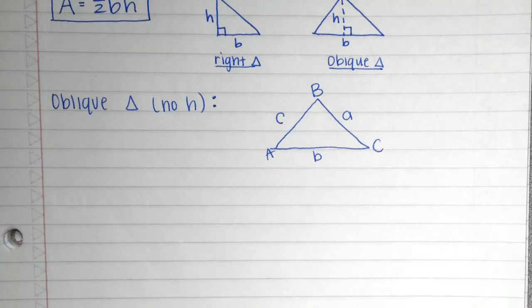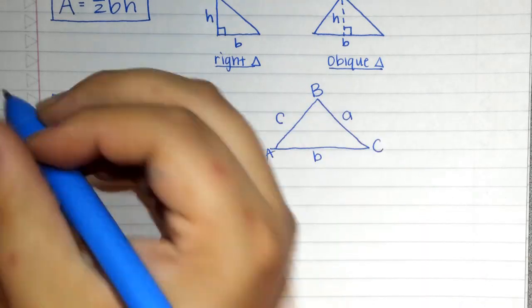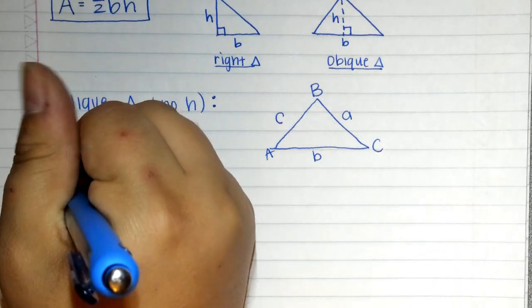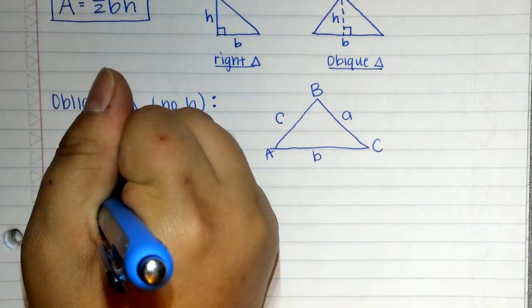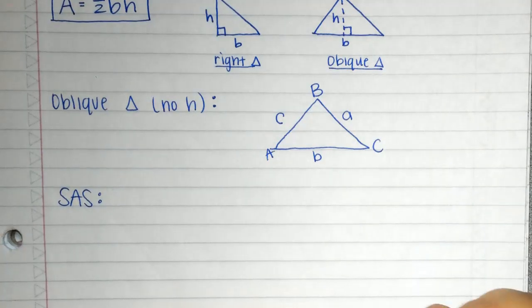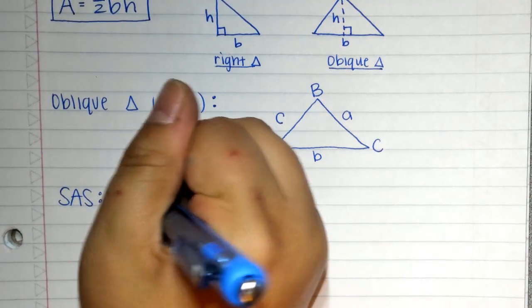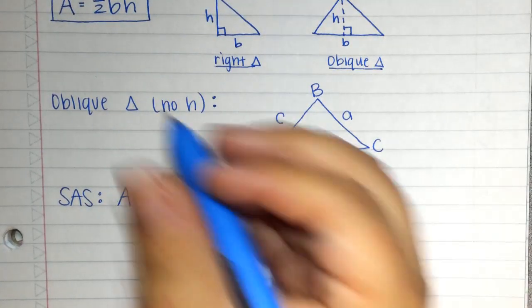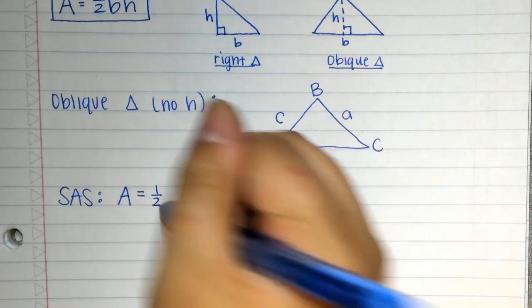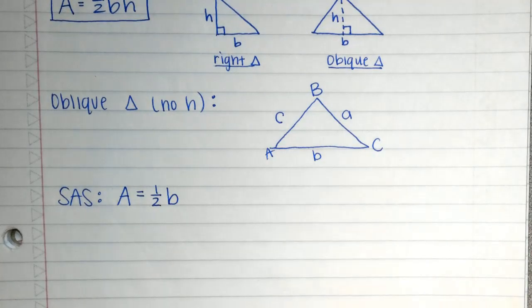There are 2 different formulas that you learned in geometry. For some of you, it's been 3 years since you've taken geometry. So, the first one I'm going to teach you, we call the SAS formula. Area is still going to equal 1/2 your base, but I don't have a height.